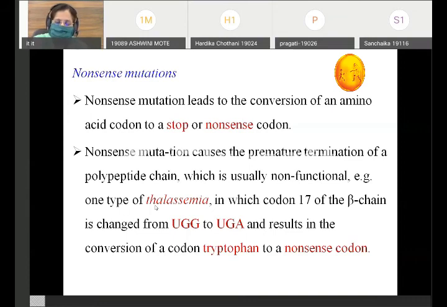An example here is thalassemia, in which codon 17 of the beta chain is changed from UGG to UGA, resulting in the conversion of the codon for tryptophan to a nonsense codon. That means the synthesis of the beta chain is hampered. It is prematurely terminated, so the amount of beta chain required for normal functioning of hemoglobin is not present. To compensate for this, excess alpha chains are synthesized, and that will lead to hemolysis. In case of thalassemia, it is called a nonsense mutation.